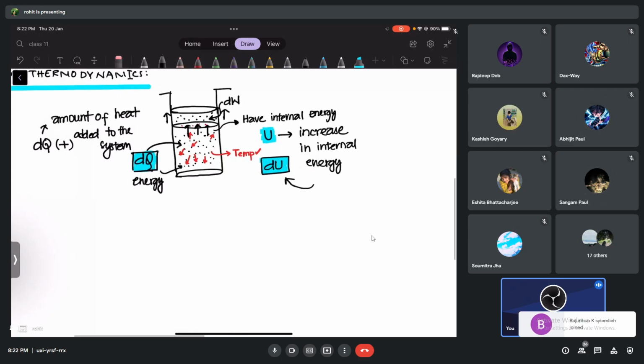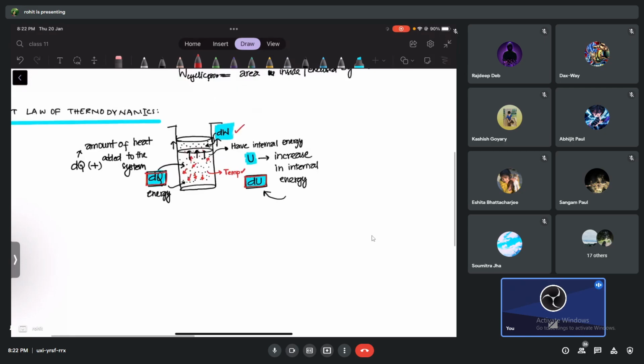So look at this. I'm saying that the amount of work done by the gas is dW. I think you're clear with dW. That's the amount of work done by the gas because it is pushing the piston. dQ is the amount of heat gained by the gas, and du represents the increase in internal energy of the gas. So now check, tell me whether it makes sense or not.